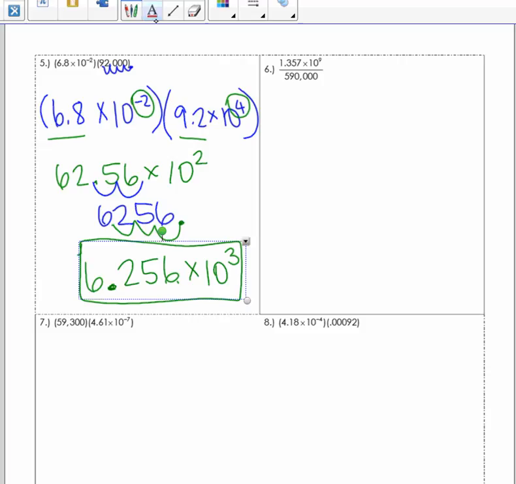Okay. If you want to practice a couple on your own, it might be a good idea to pause the video, work through as much as you can, and then check your work.